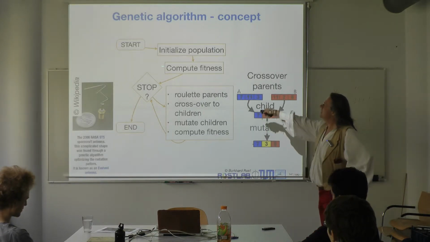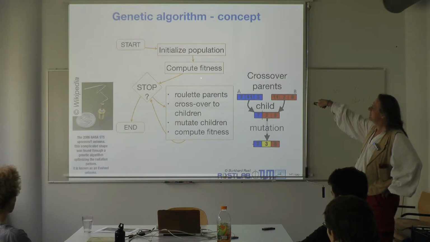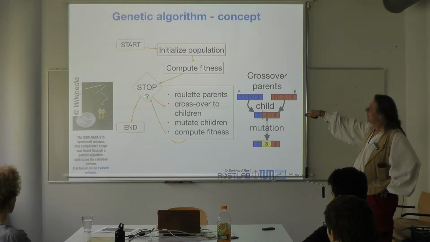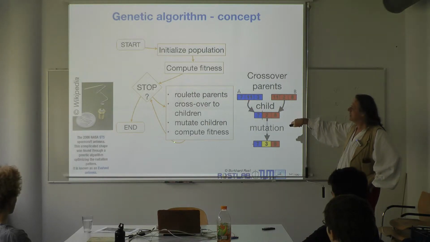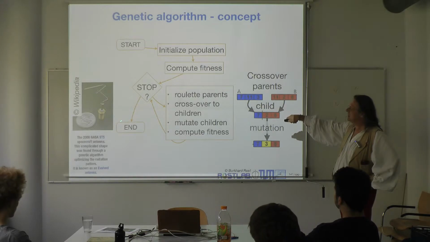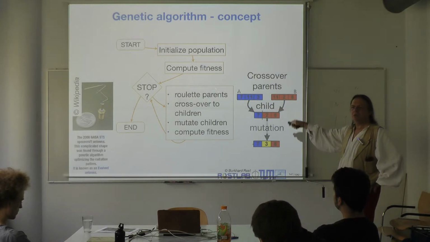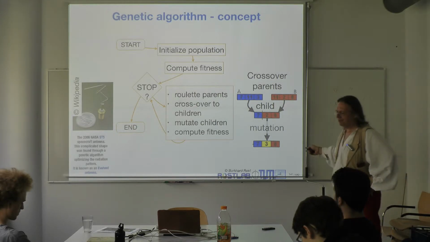The basic idea is you start somewhere, you have an initialization of a population, you compute the fitness of the population, and then maybe that is already enough. You go into a stop, or you do a roulette on parents, and do crossover on children. You mutate children, and then again compute fitness. Ask yourself whether you have reached the stop criterion, and otherwise you mutate again. A visual way of doing that is shown here.